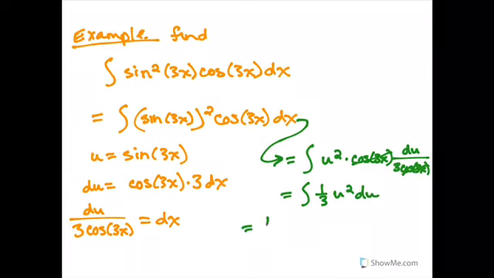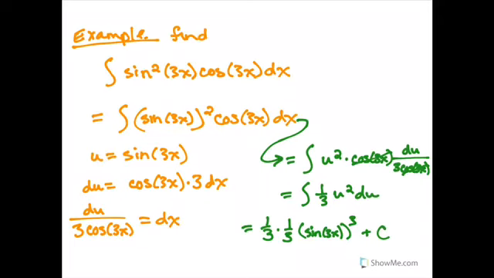And that will become, I keep the 1/3 out front, u squared becomes u cubed, which means I get another 1/3 out front. I back substitute sine of 3x in for my u, and I need a plus c. And when I clean this up, we're going to get 1/9 sine cubed of 3x plus c.